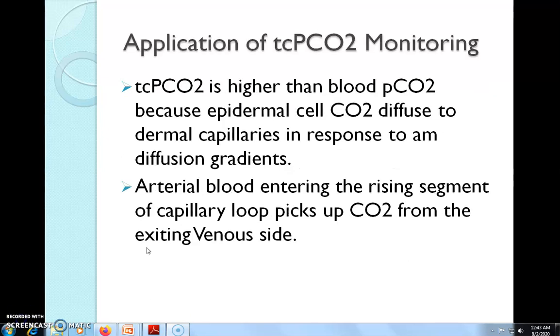Next we discuss the applications of TCPCO2 monitoring. TCPCO2 is higher than blood PCO2 because CO2 from epidermal cells diffuses to the dermal capillaries in response to a diffusion gradient. Arterial blood entering the rising segment of the capillary loop picks up CO2 from the exiting venous side. These are the basic applications of TCPCO2 monitoring.